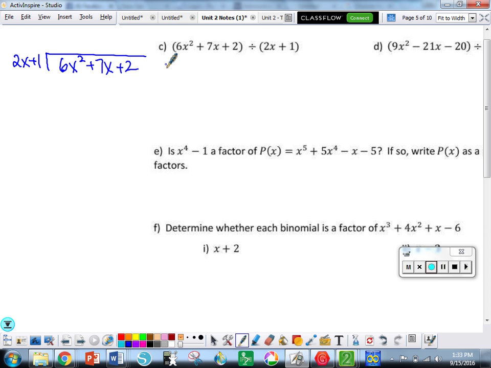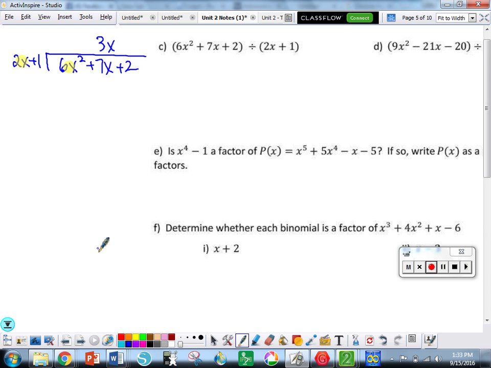Now, we're only looking at which two numbers? The 6x squared and the 2x. Fantastic. 6x squared divided by 2x would be what? 3x. And I'm going to put the 3x here so that they line up. Now, if you don't put it there, it's not wrong. I just like to keep my stuff in order so I'm less likely to make a mistake later.